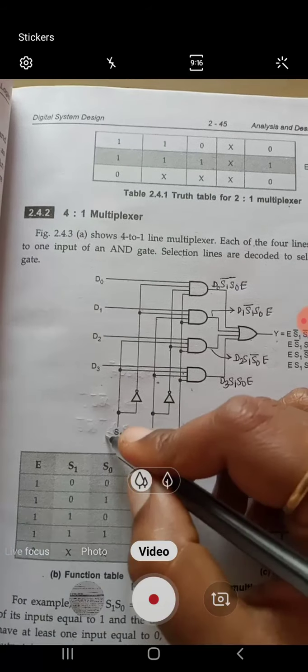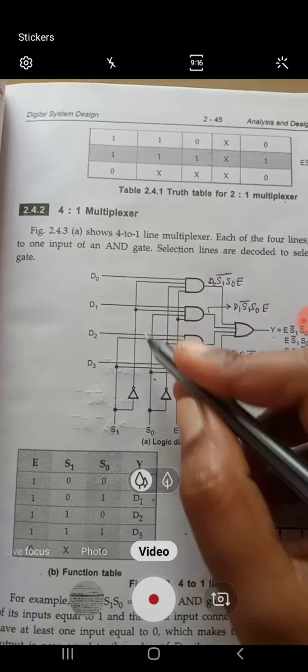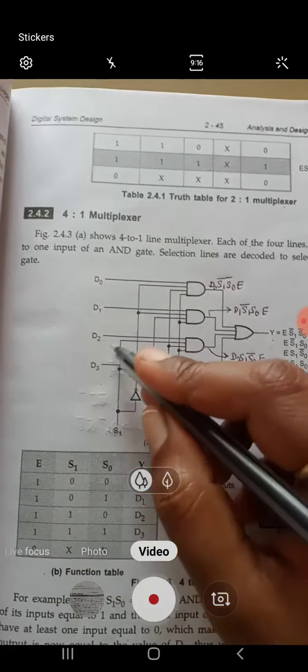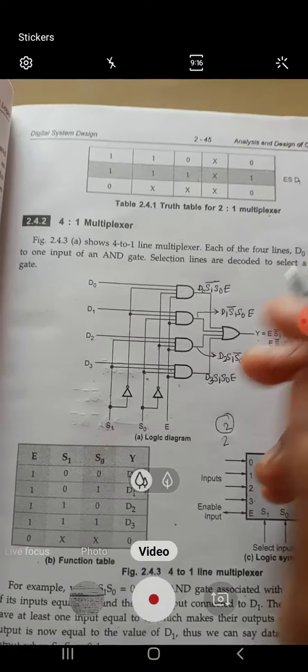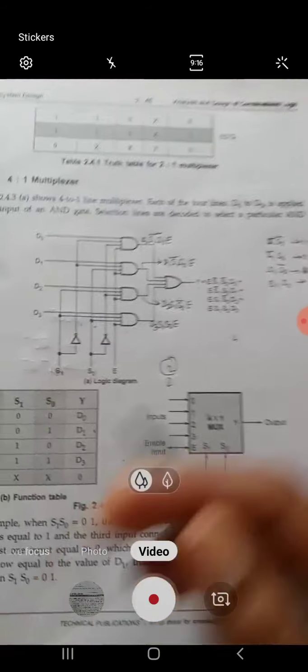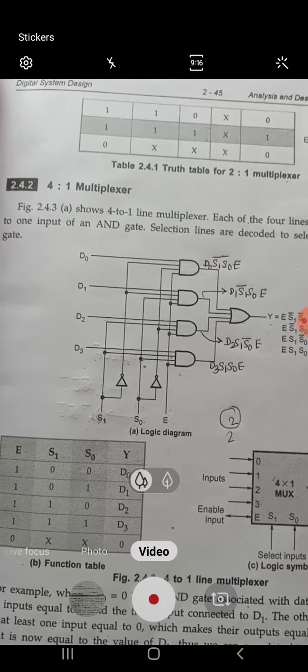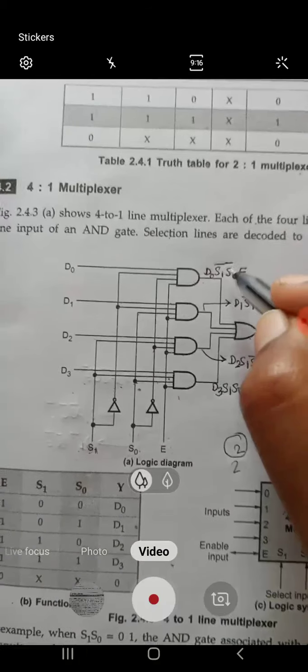So I have given two select lines. Okay, but what I have done is one without NOT and another with NOT, without NOT gate, with NOT gate. So I have done this way. Now if I write this, what do I have? See here, what is the output of this?